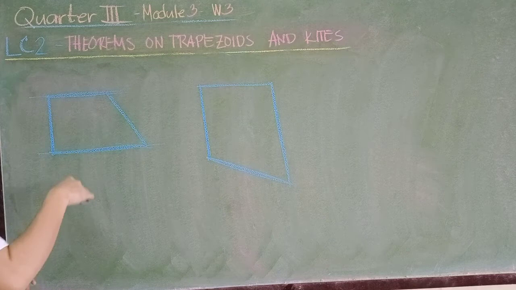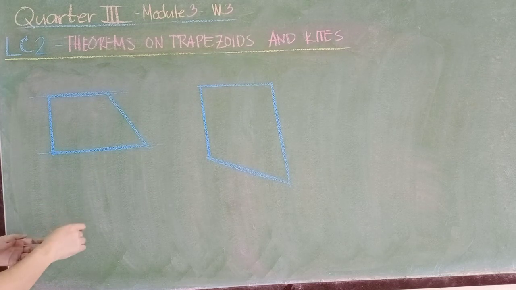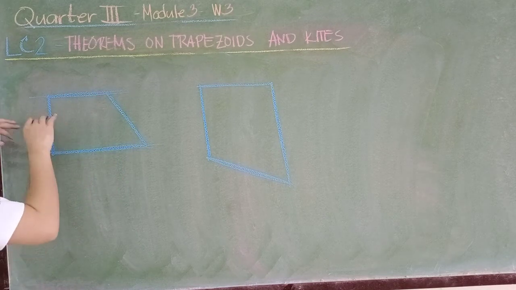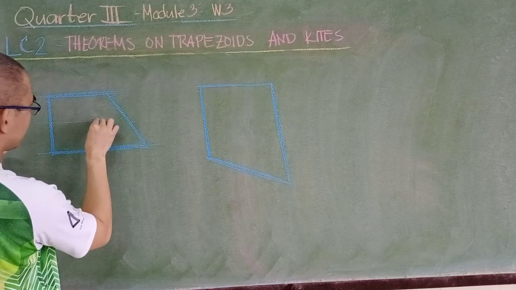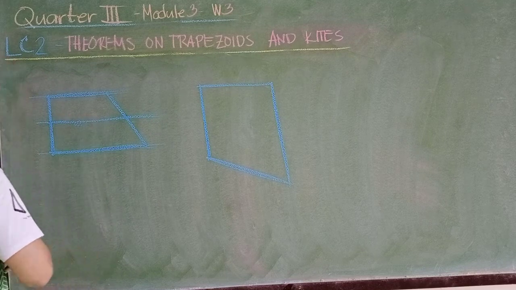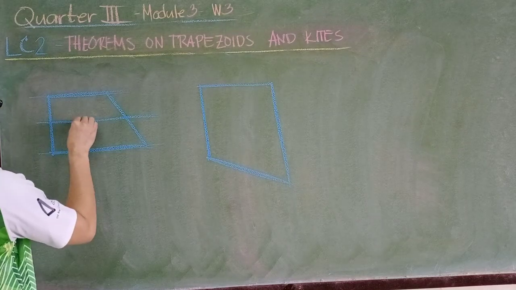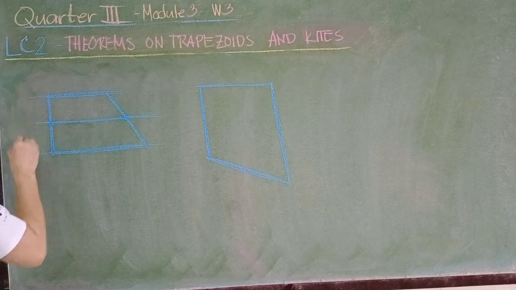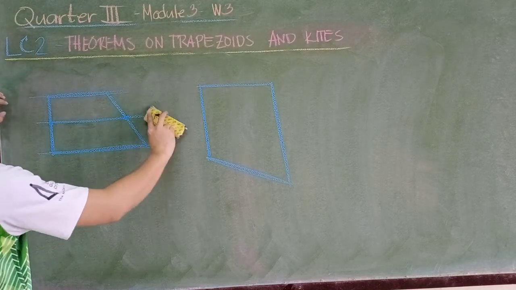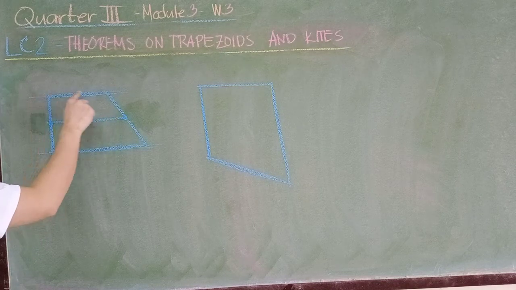So yung mga parallel sides sila yung mga bases natin. So ito yung base 1, ito yung base 2. So ang gagawin natin, guguhit tayo ng line na parallel sa dalawang line na yan, sa dalawang base natin. Dito sa may gitna. So dito ko guguhit. Yan. So yung median natin will always be parallel dun sa mga bases.